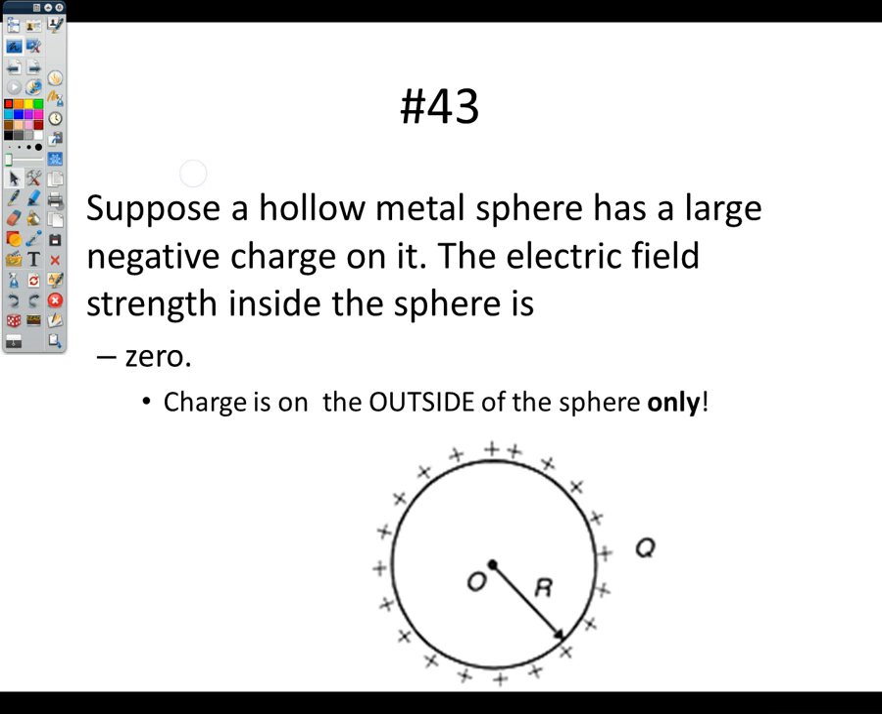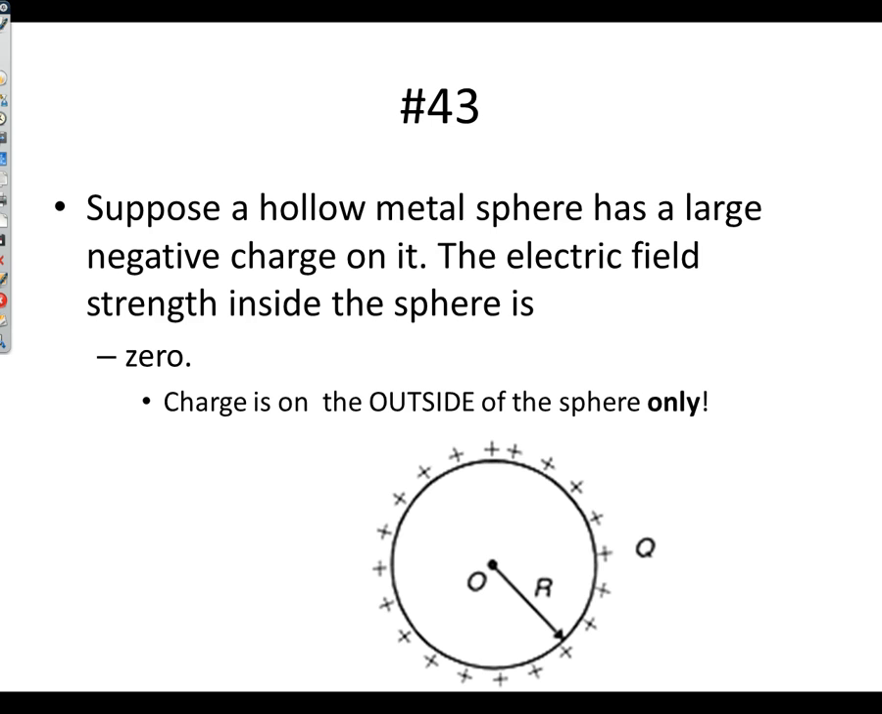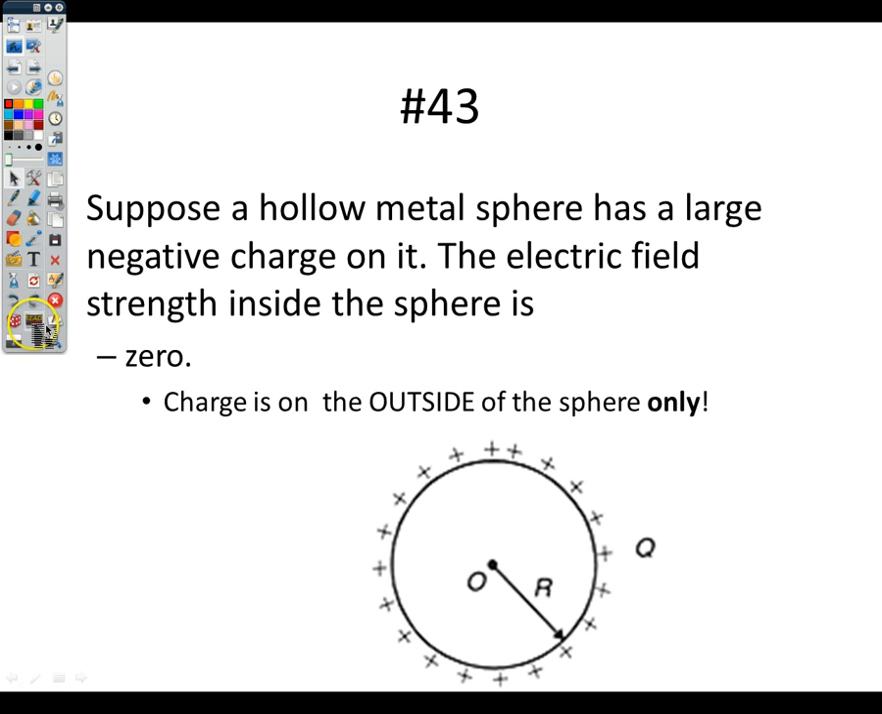For number 43, it says suppose a hollow metal sphere has a large negative charge on it. The electric field strength inside the sphere is 0. Notice the charges are on the outside, so the field strength on the inside is 0. If all these lines are pointing towards the center, they all cancel out at the center. In essence, anytime you see a metal sphere, all the charges love to be away from each other on the outside surface, so there's no charge on the inside surface.